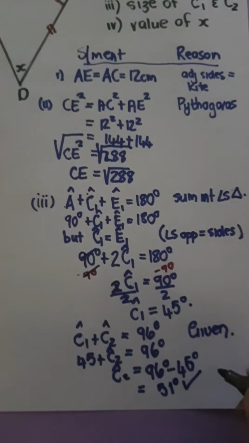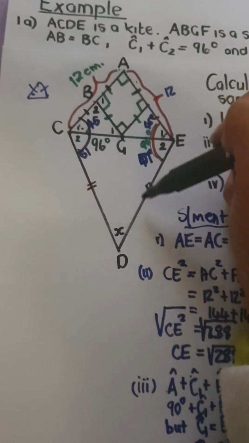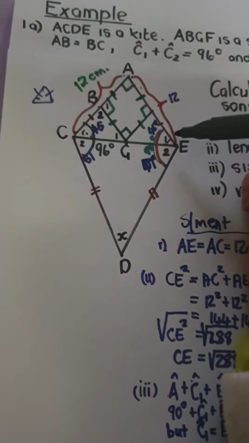So I'm only left with the last one, the value of x. So let's look at my diagram. What do I know now? I've got now this is 45. And I know this one is 51. But I know that this angle is equal to that one, which means that E2 is 51 degrees and C1 is 45 because they are equal to each other. So now we can use the triangle again. I'm going to work with triangle CDE, and I'm going to work with the sum of angles.